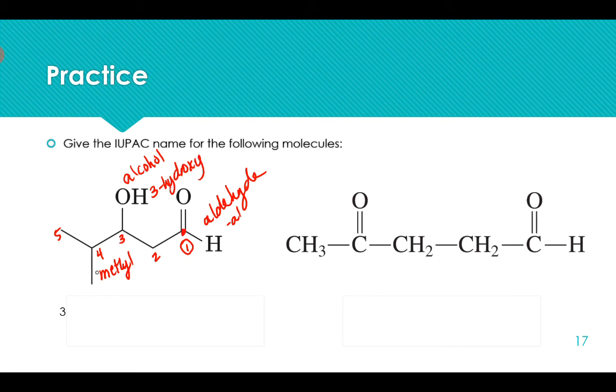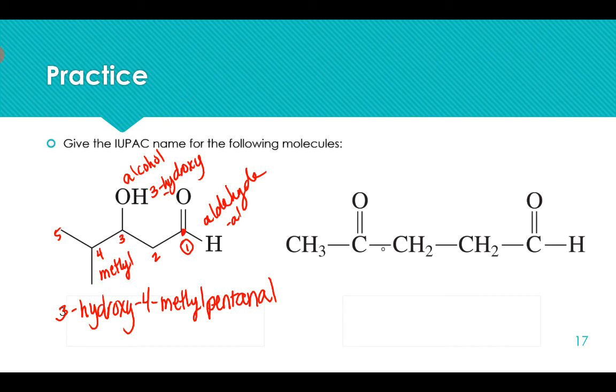And then that's 4-methyl. Hydroxy comes first in the alphabet, and so that's going to be 3-hydroxy, 4-methyl, 5 carbons long is pent. Pentanal.